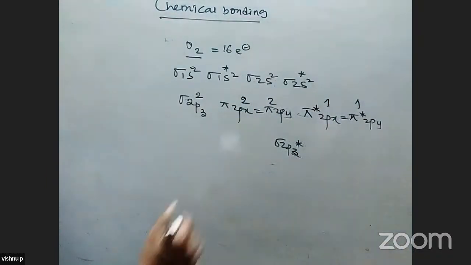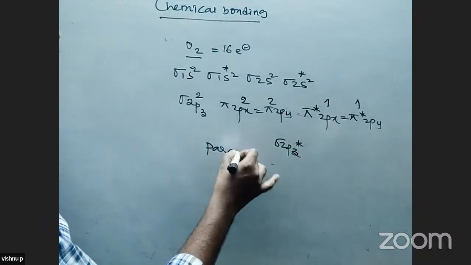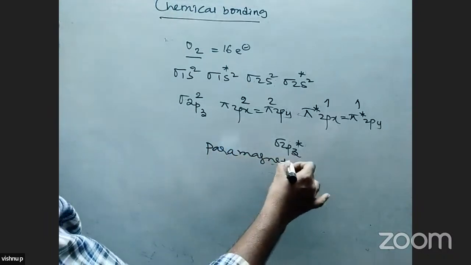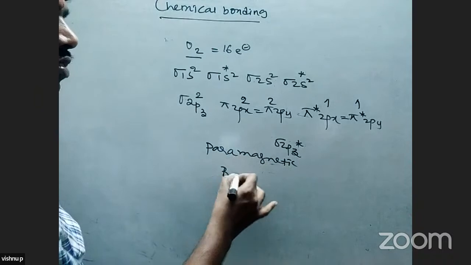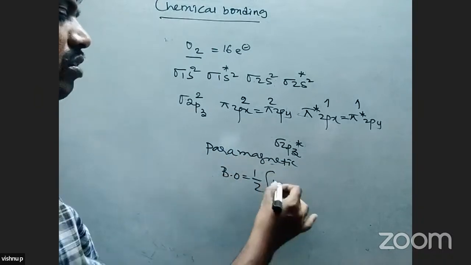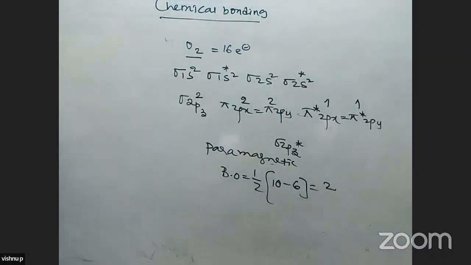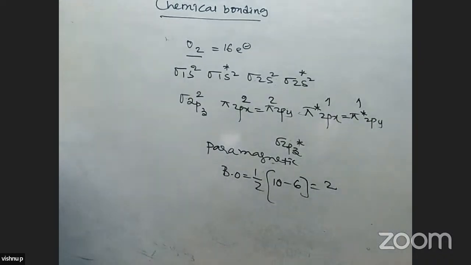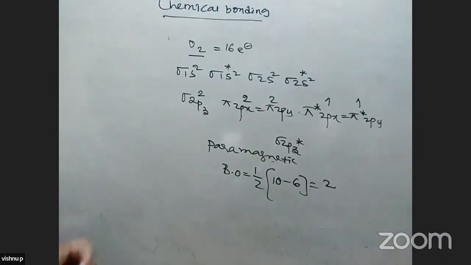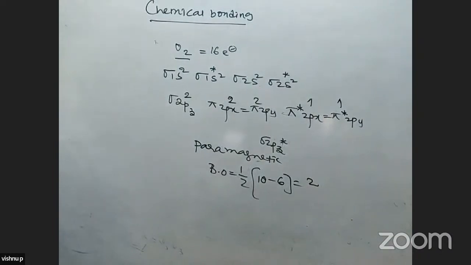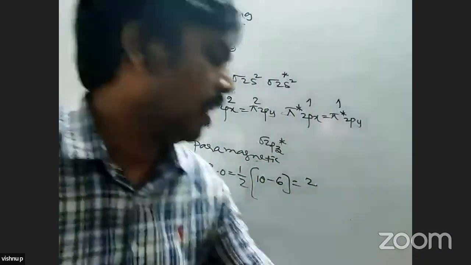Two unpaired electrons are present, so O2 is paramagnetic in nature. Bond order is half into bonding electrons 10 minus anti-bonding electrons 6, so we get 2. This molecular orbital electronic configuration explains whether the molecule is stable or unstable, and whether it is paramagnetic or diamagnetic. Magnetic nature is also explained.